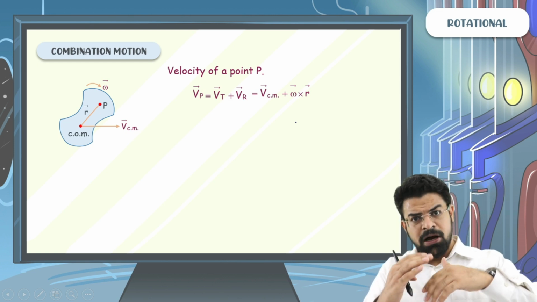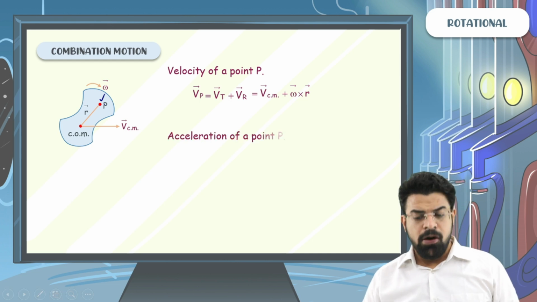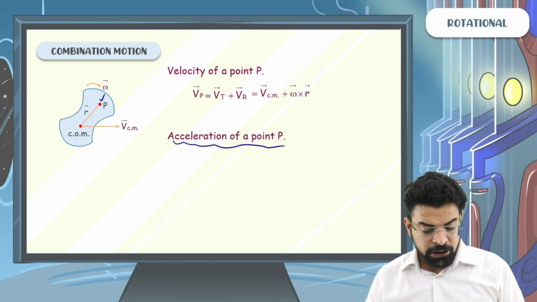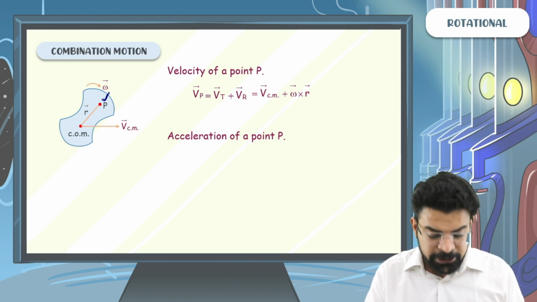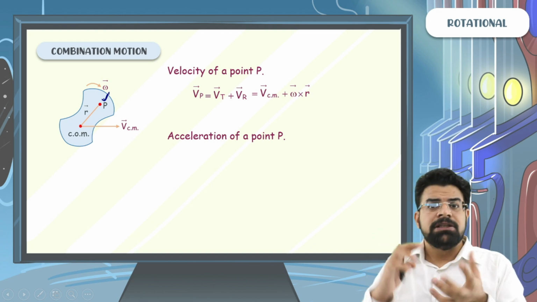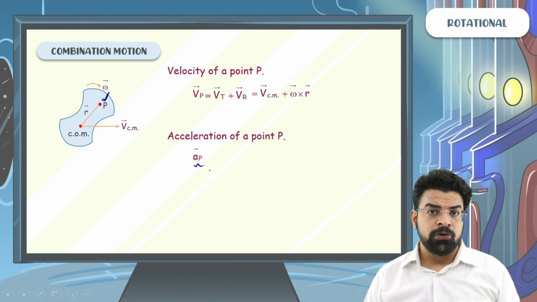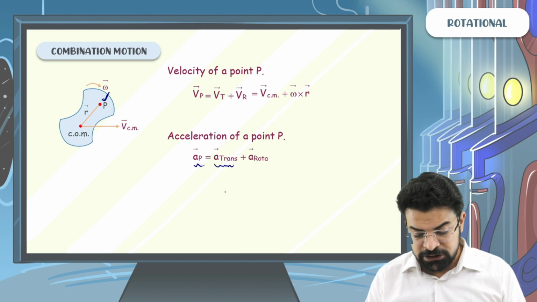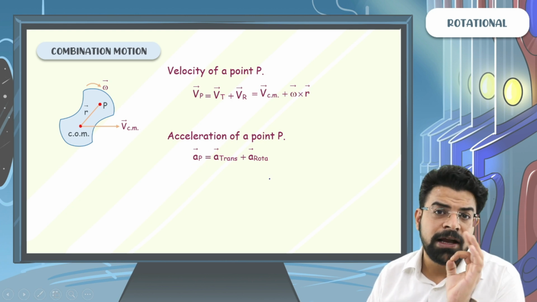Now in some other question, if you need to find, let's say, acceleration of point P, then how will you write the acceleration of point P? You will say, sir, same way. I will say the acceleration of point P has to be acceleration due to the translational motion plus the acceleration due to the rotational motion. So you will say acceleration of point P equals acceleration due to translational motion plus acceleration due to rotational motion. Here is a catch.